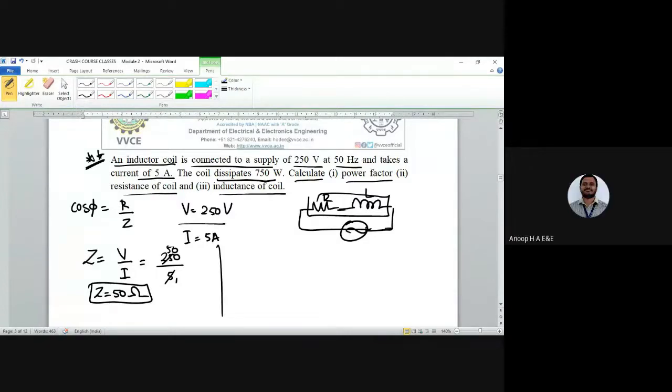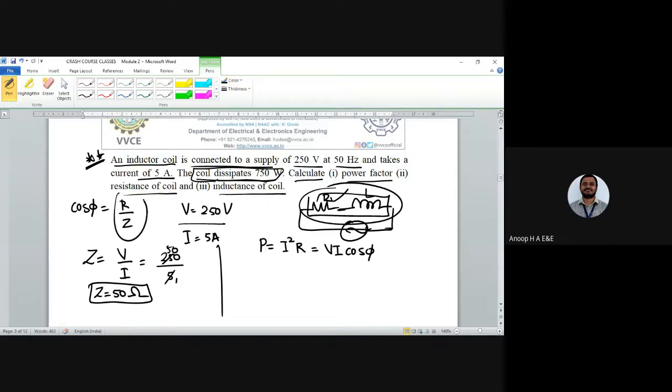So Z would be equal to 50 ohm and I would be equal to 5 amperes and the coil dissipates. Important statement here, the coil dissipates. So the power dissipation in the coil is carried out by the resistive element only. The power dissipated is calculated based on P is equal to I squared R, or that would be equal to V into I cos phi. Okay, V into I cos phi.